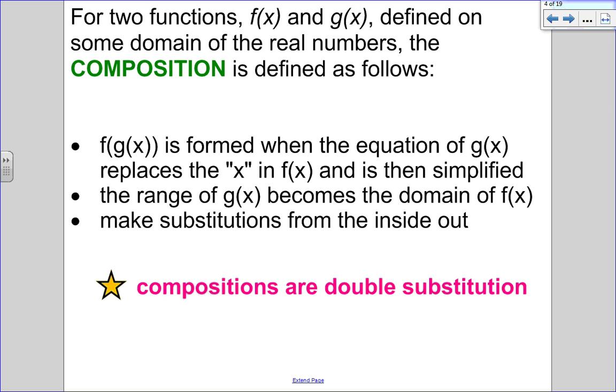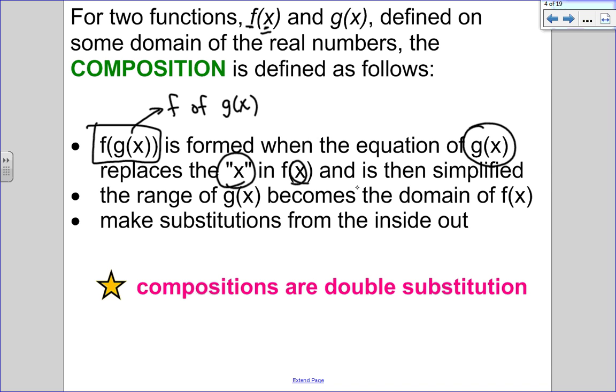So this here is what a composition looks like, and the way that we say that is we say f of g of x. So see here we normally have f of x. This time on the inside it's g of x, so it's f of g of x. It's formed when the equation of g of x replaces the x in f of x, and then we simplify. In other words, the range of g of x becomes the domain of f of x.